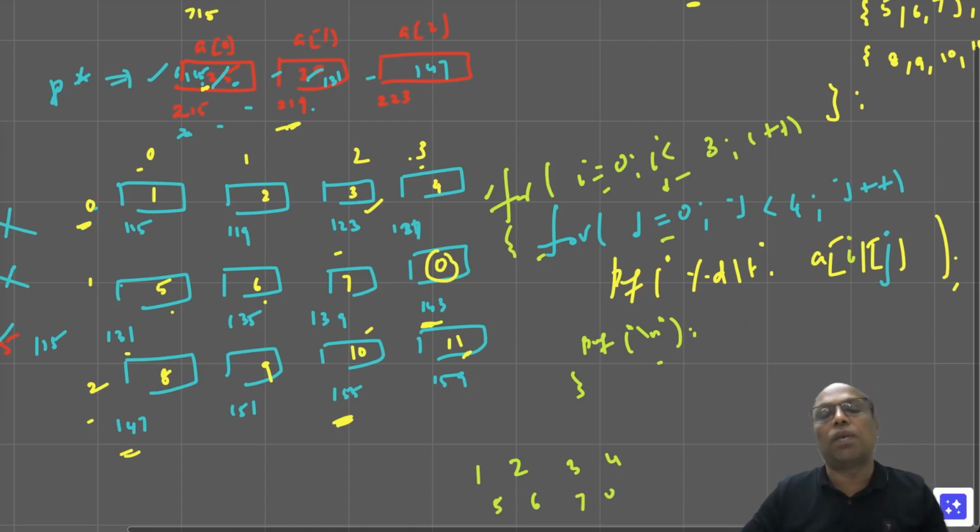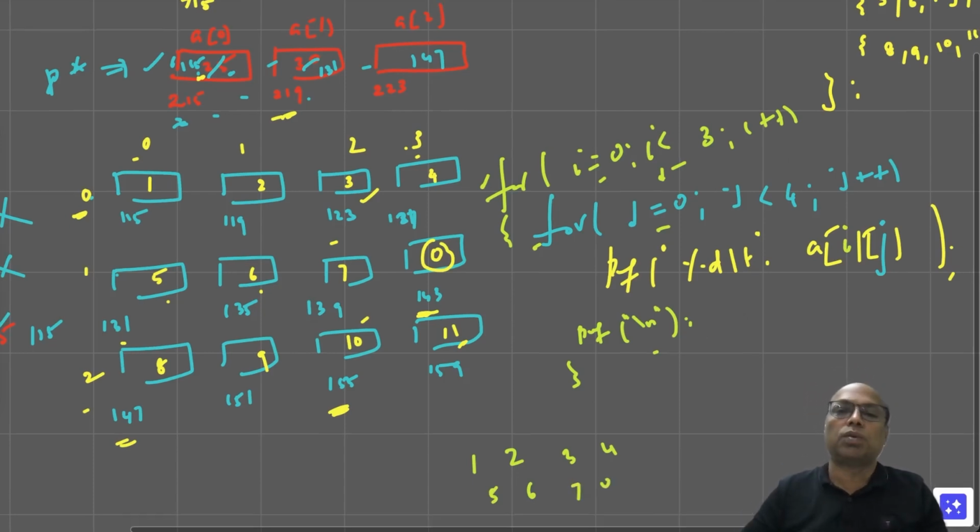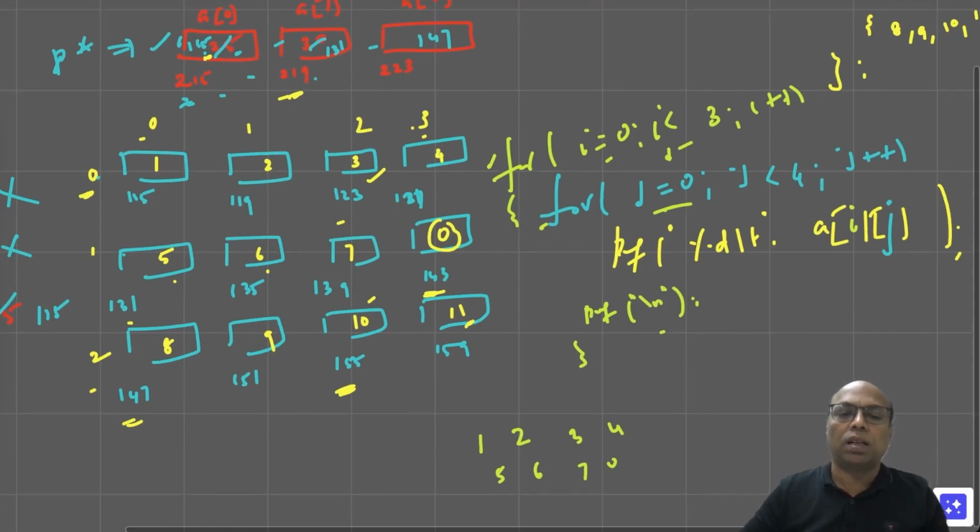I came out. I went for I plus plus. I became 2, and 2 is less than 3. J is 0 again. Then 2, 0, 2, 1, 2, 2. I put here 8, 9, 10, 11. Got it? I finished. J became 5, came out.